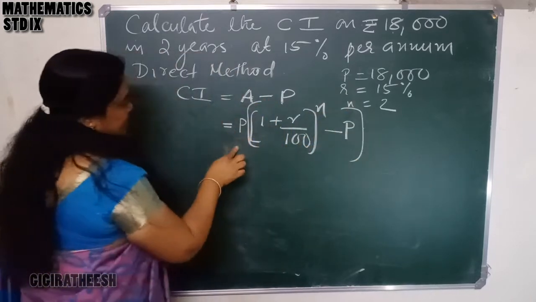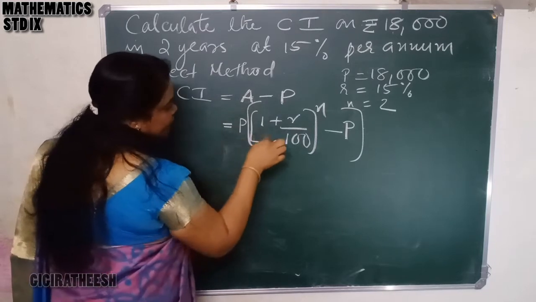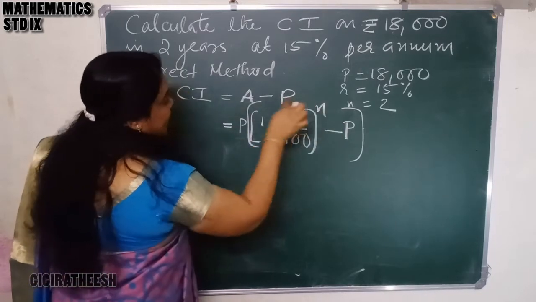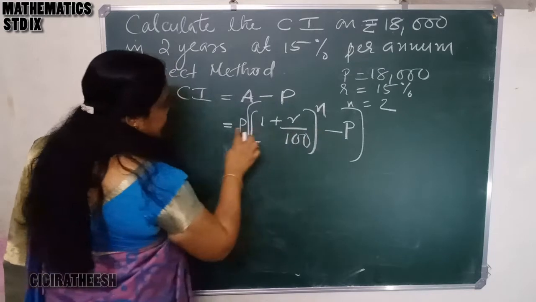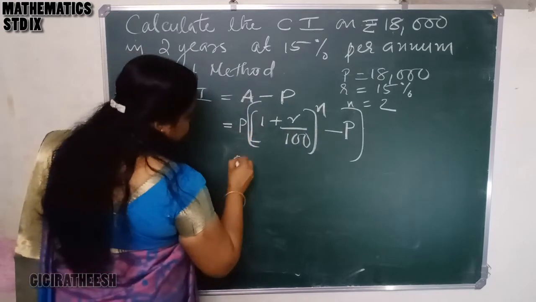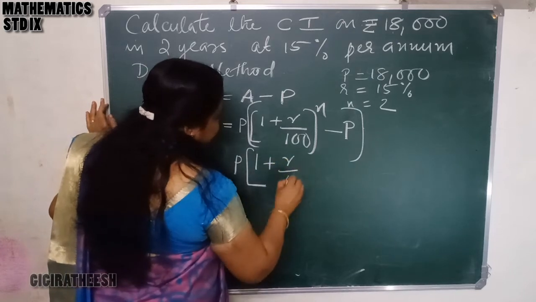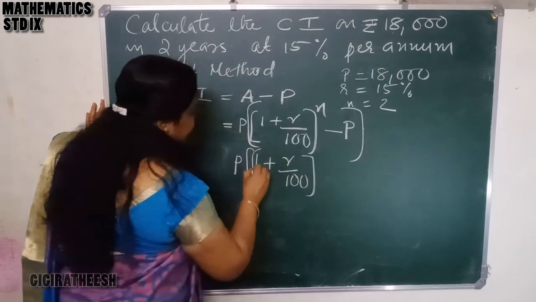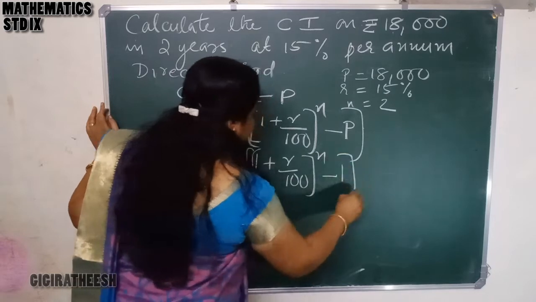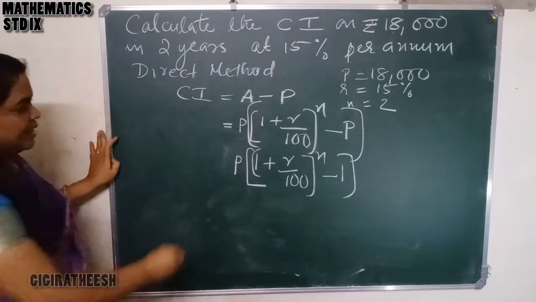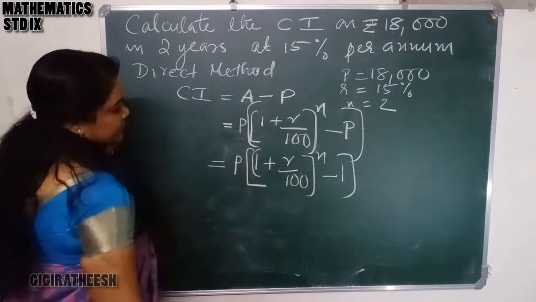So CI is equal to P into 1 plus R by 100 the whole raised to N, and then after that minus this P. Here P is common. Taking P outside, we get P into 1 plus R by 100 the whole raised to N minus 1.